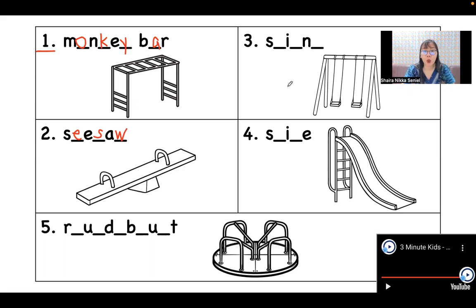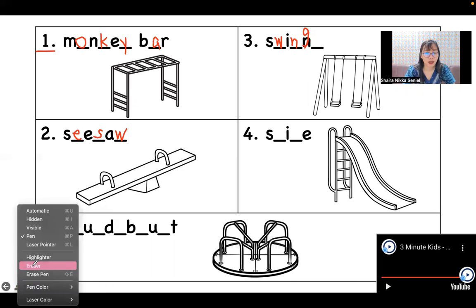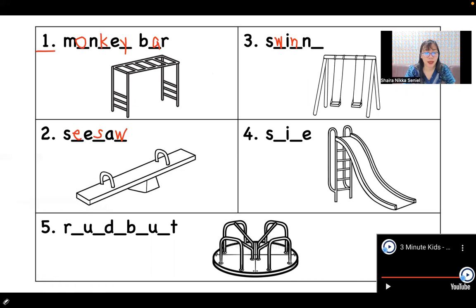Number three is swing. Oh no, Teacher Shai is wrong. Sorry. So there's only one. It's letter G and this is N. Okay, sorry. So that's wrong. So this letter is G, which I N. Swing. Okay, and the last one.